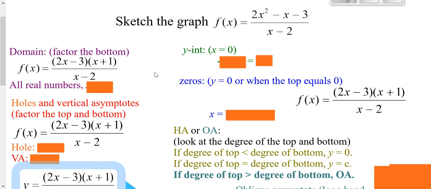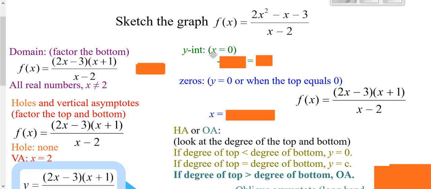We have to find our domain, so we factor the top, factor the bottom. Your domain's all real numbers except what causes the bottom to be 0. You'll notice we have no common factors top and bottom, so we have no holes. So what causes the bottom to be 0 is your vertical asymptote. So that's x is equal to 2.